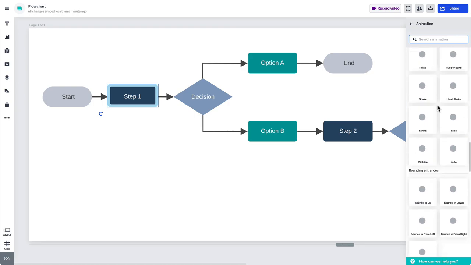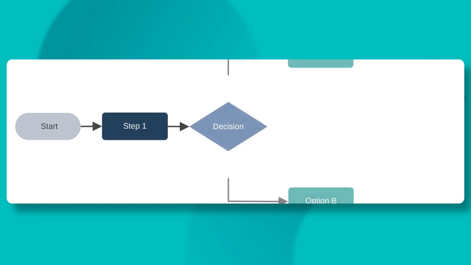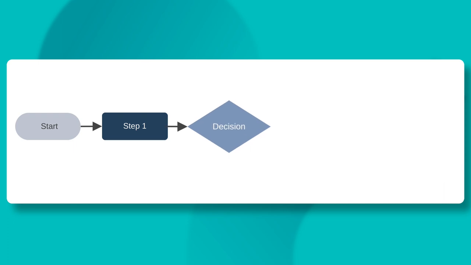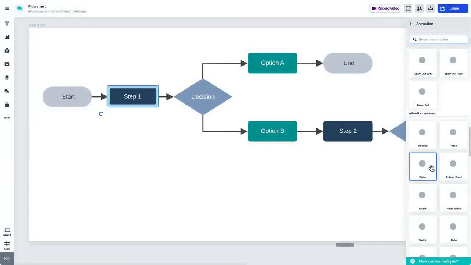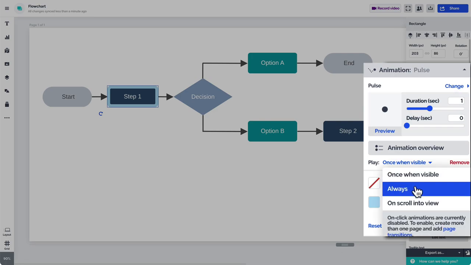There are three types of animations to choose from: entrance animations for how you want your objects to appear, exit animations for making objects disappear, and attention seekers to make something really stand out. Let's use an attention seeker for now. You can then add a few tweaks like changing the animation's duration and adding a delay, as well as select how the animation will play out.